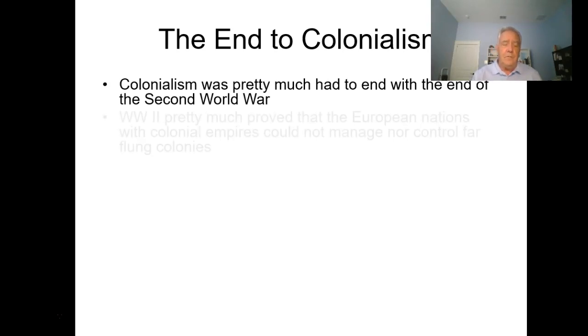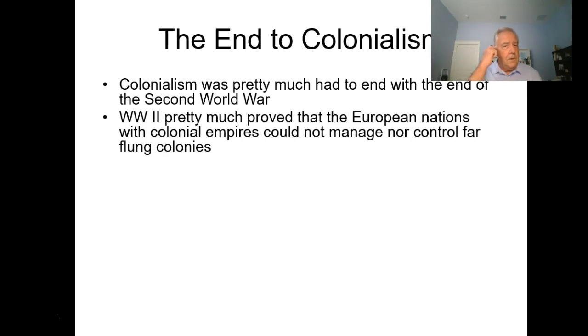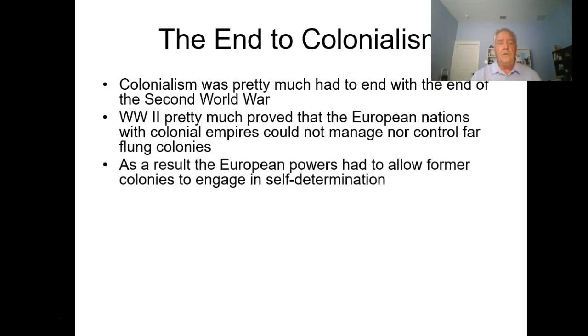colonial masters. So European nations with colonial empires could not manage nor control these far-flung colonies. Japanese invasions of these colonies pretty much proved to the local populace that the mother country could really not defend them against an aggressor from the outside. As a result, the Europeans had to allow their former colonies to engage in self-determination.